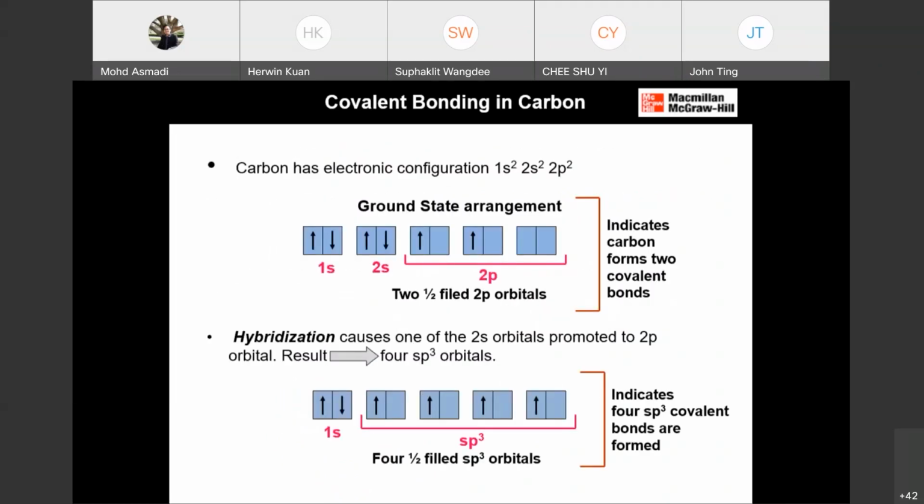Okay. So yeah, this is the electron configuration, in terms of the orbital diagrams. This is the ground state arrangement. The ground state arrangement is at the lowest energy.